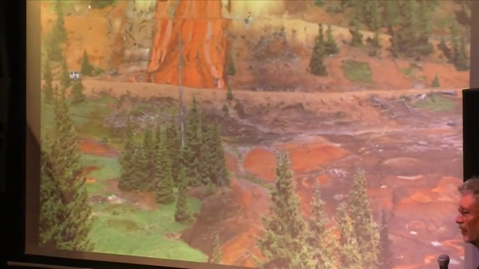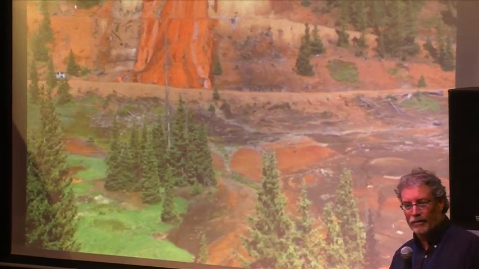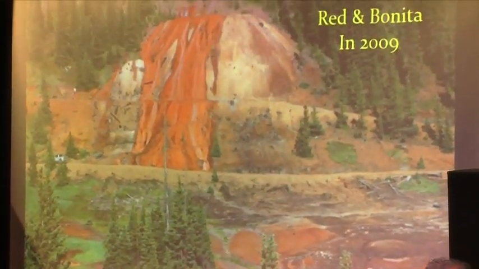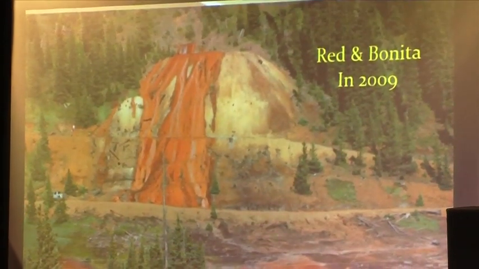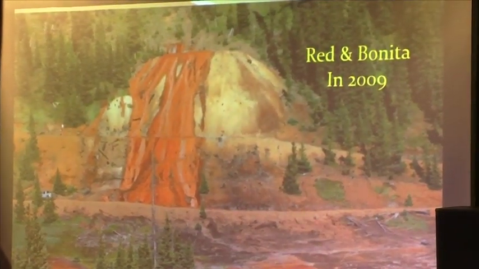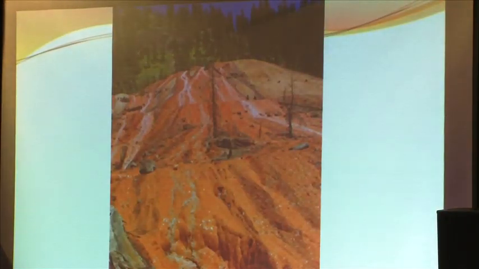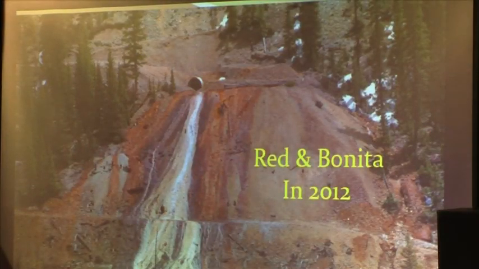And the Red Bonita, which is really the poster child for taking pictures for an abandoned mine and abandoned mine drainage. This was taken in 2009. You can see the road down below there in a vehicle, so you can kind of get a sense of how big that is. There's a picture looking up at it. It's really quite impressive to walk along that road and look at all this water come cascading down over the dump.